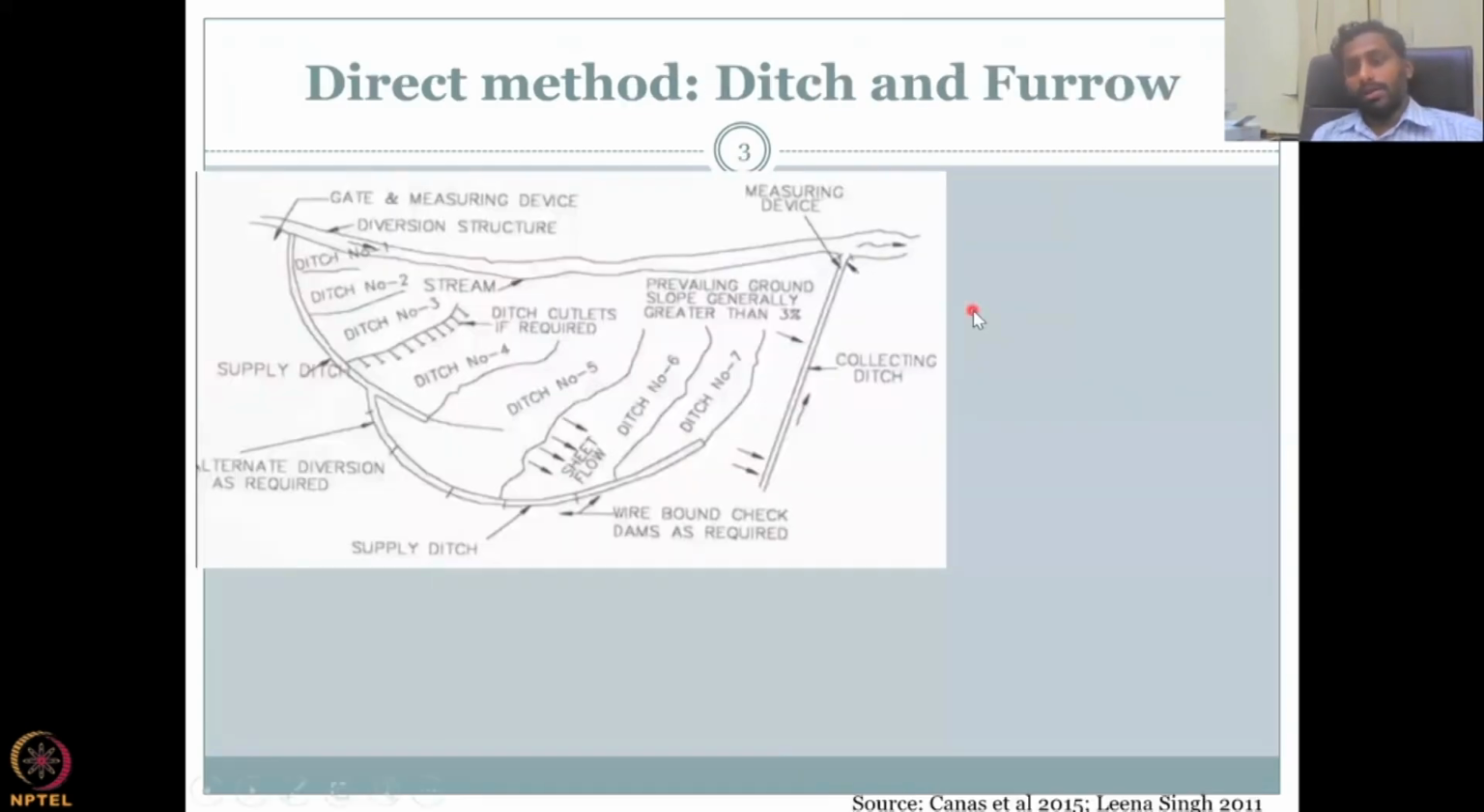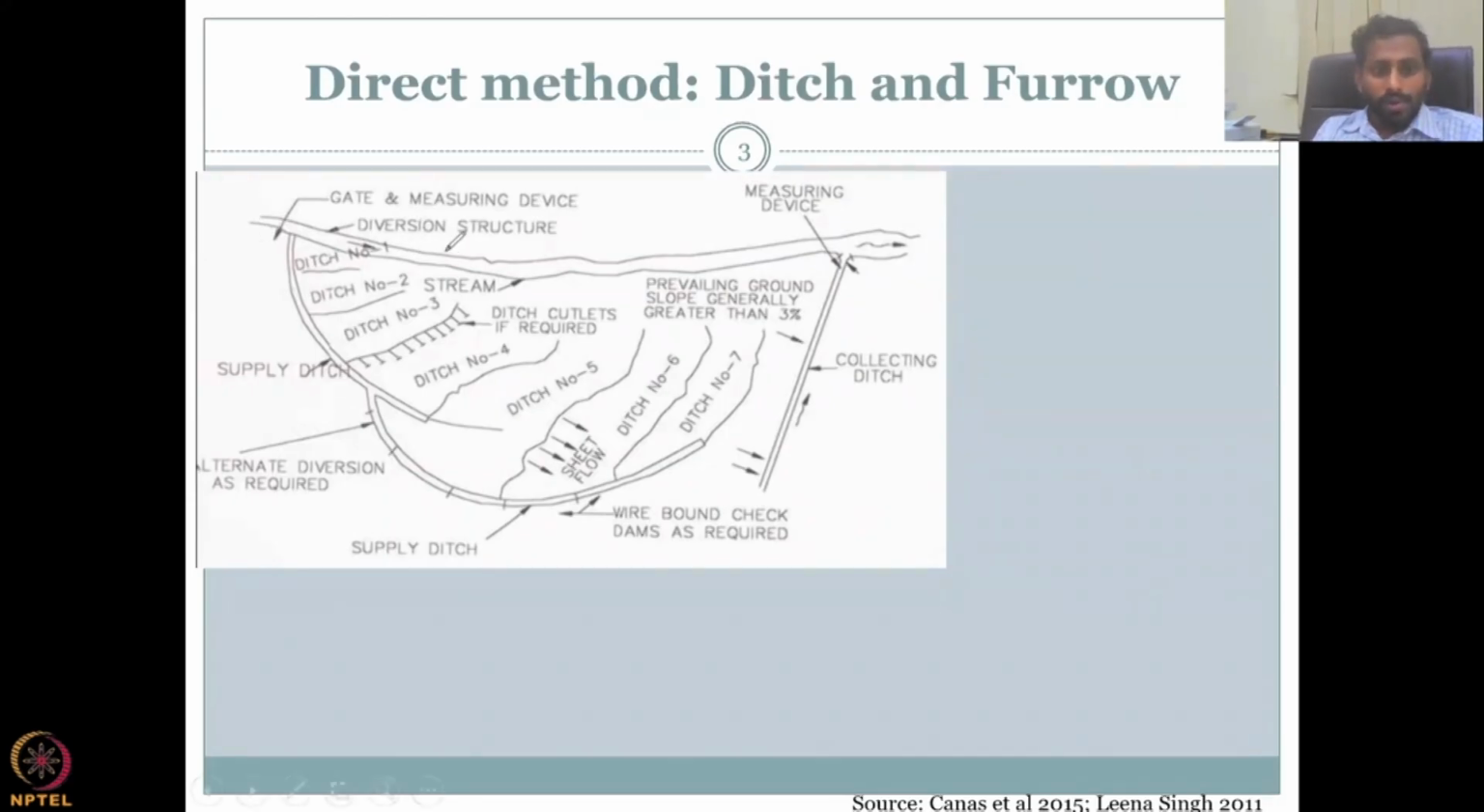Let's look at another direct recharge method. It is a very famous method called ditch and furrow. Okay, as the name says, ditch, which is a big dug part of the land. You create a ditch, and inside the ditch there are multiple connections to furrows, and these furrows actually enhance groundwater recharge. Let's look at how this works.